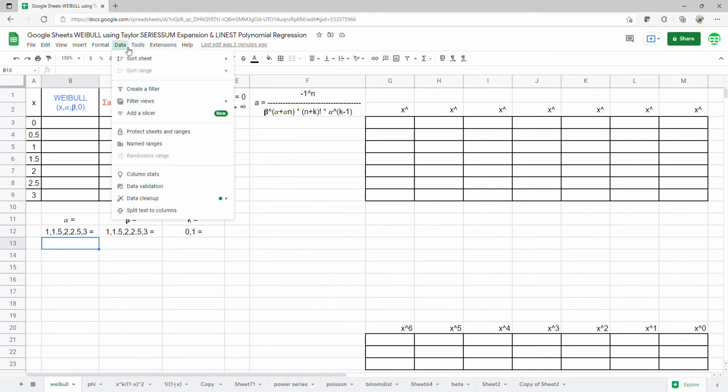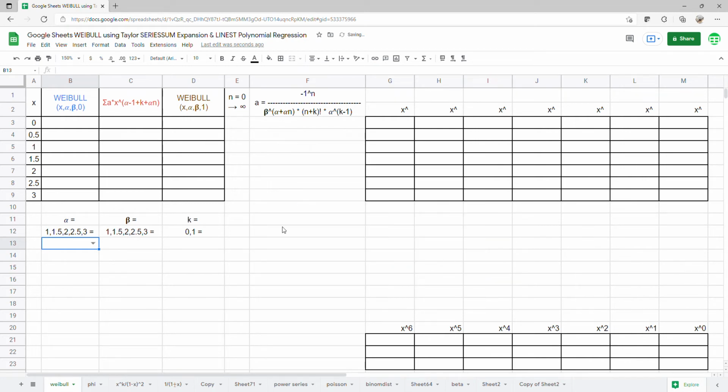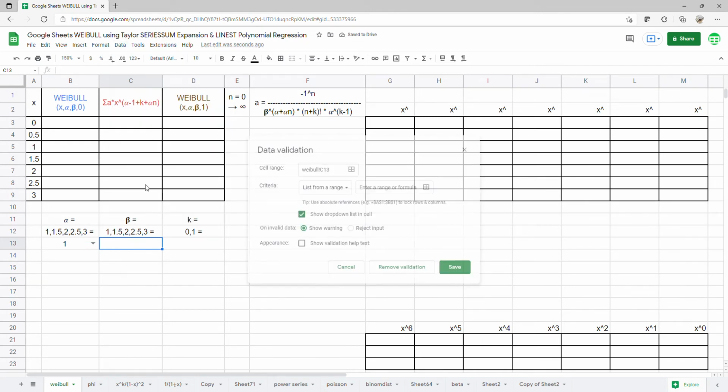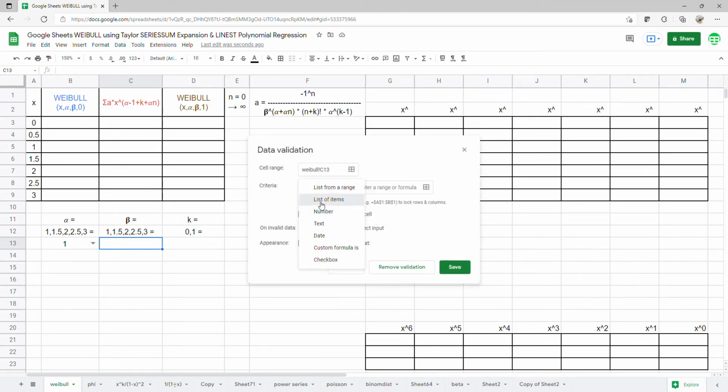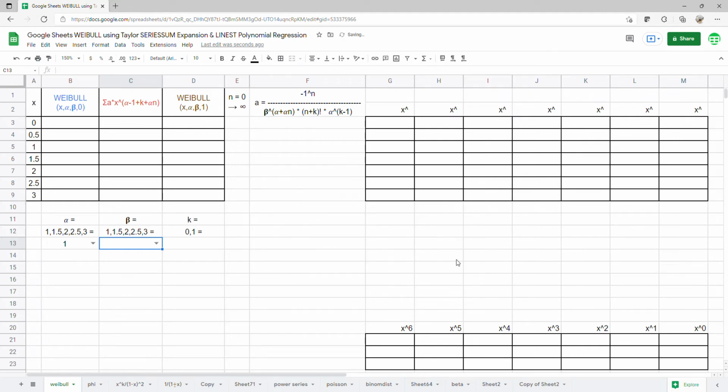So data validation, list of items, 1 to 3. You can start with 1. Likewise beta. So data validation, list of items, from 1 to 3. We can also start from 1. And k will be 0 or 1.